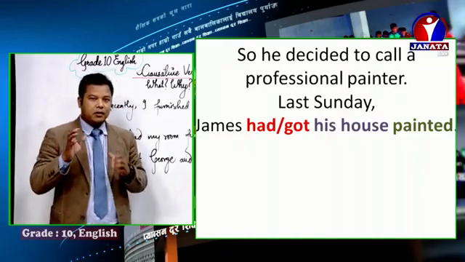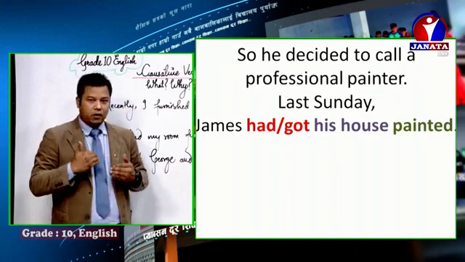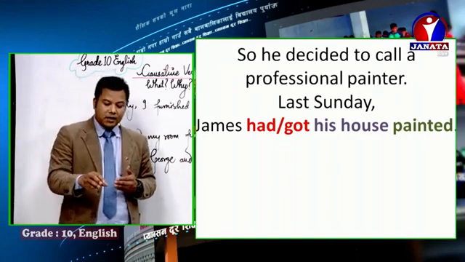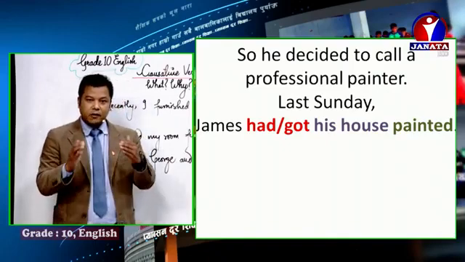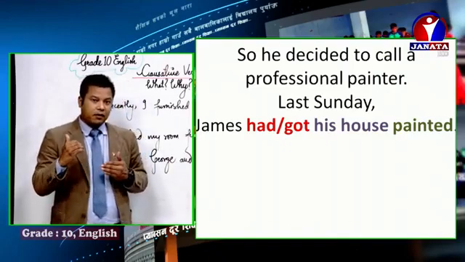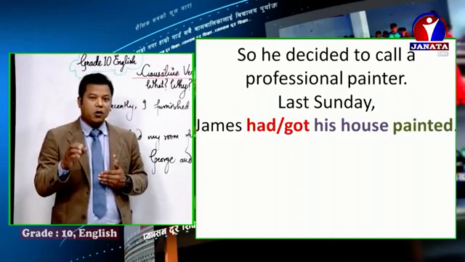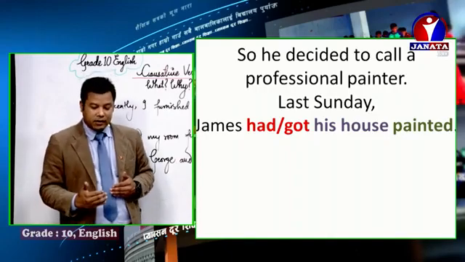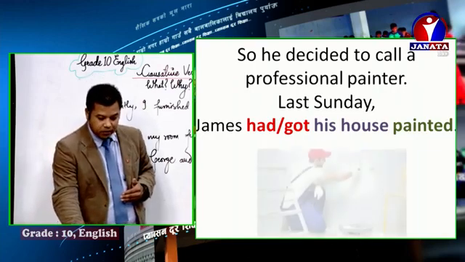Who that person is, is not important for him, for us also. What is important here is what was done. So James had his house painted. We just come to know about the work, but right now we don't need to know who that person is. That's how we use causative. Let's go for more examples.